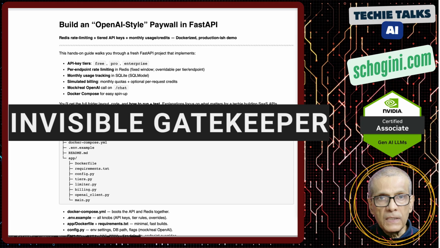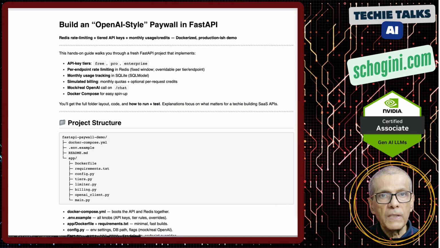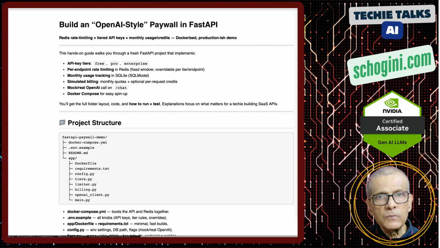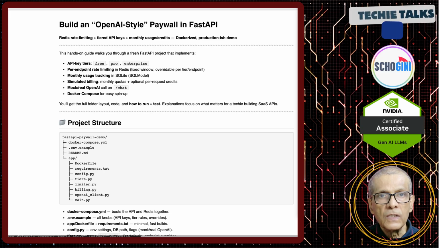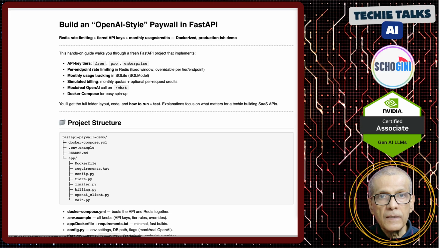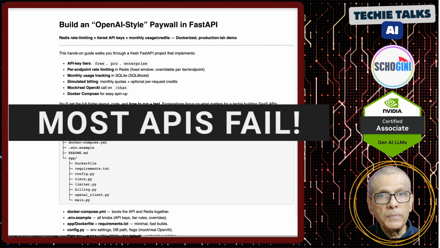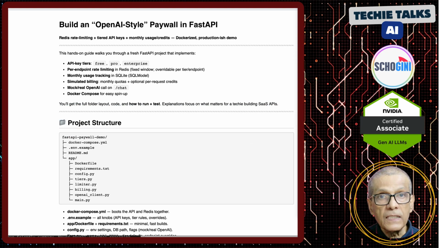The invisible gatekeeper. Every developer dreams of building an API that people actually use. But what happens when they do? Suddenly your traffic spikes, thousands of requests hit your endpoints, your costs rise, your database gasps for air, and that is when most APIs break, not because the code failed, because there was no gatekeeper.